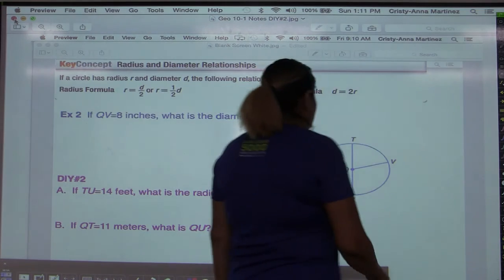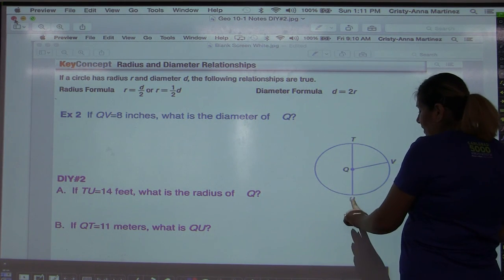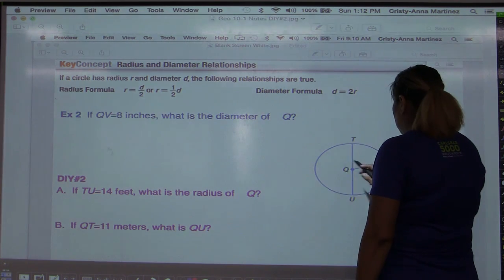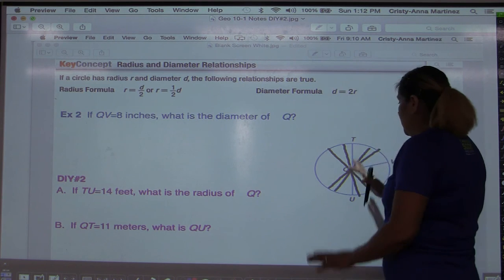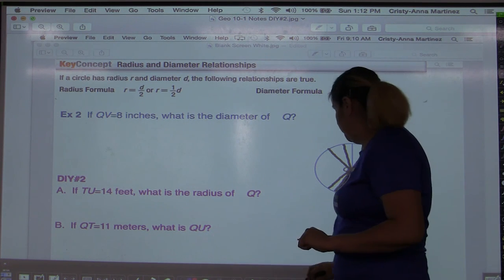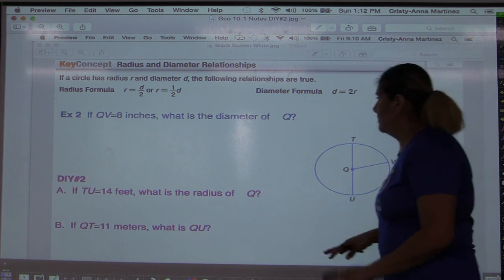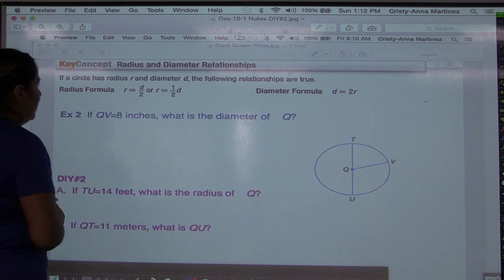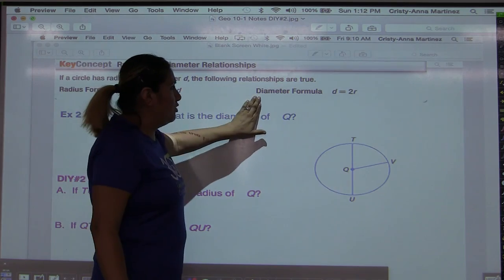So if I were to draw a diameter as any segment that goes through the center, I can draw diameters here all day long. I could go, there's a diameter, diameter, diameter. Any of these diameters would all have the same distance. They'd all be congruent. But more importantly, we have two different ways of looking at this. We know that a diameter is going to be 2 radii.